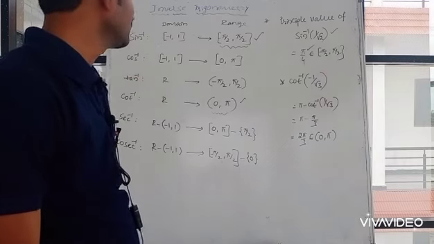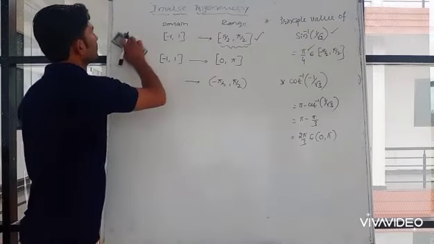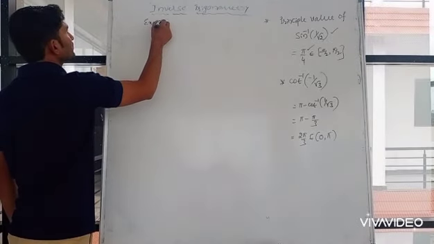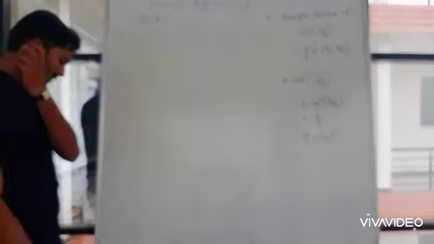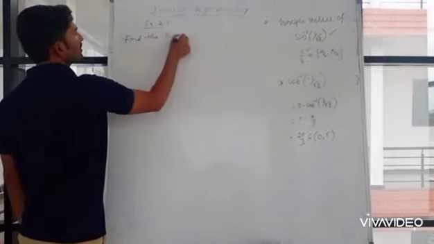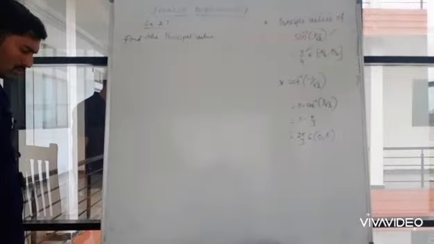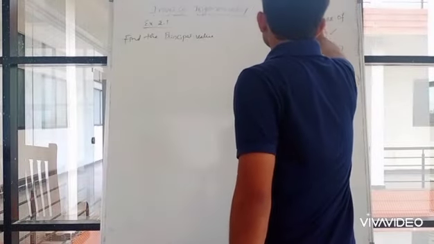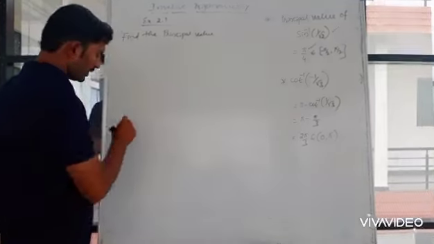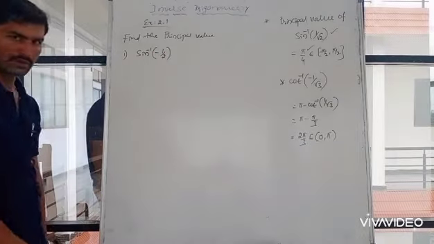Exercise 2.1. First, find the principal values. Principal value branch. Principal value of the following. In that, the first one is sine inverse of minus 1 by 2.